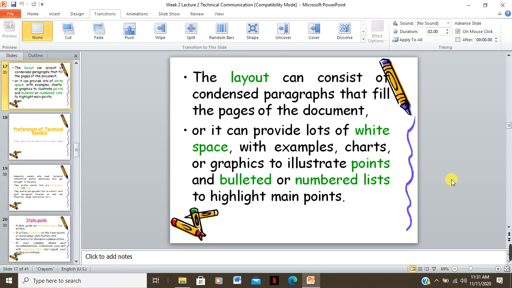The layout can consist of condensed paragraphs, but you cannot write everything in one paragraph. You have to write your information into complete paragraphs that fill the pages of the document, or it can provide lots of white space with examples, charts, or graphics. So you see, you have to put everything in order. Otherwise it will be eye straining.